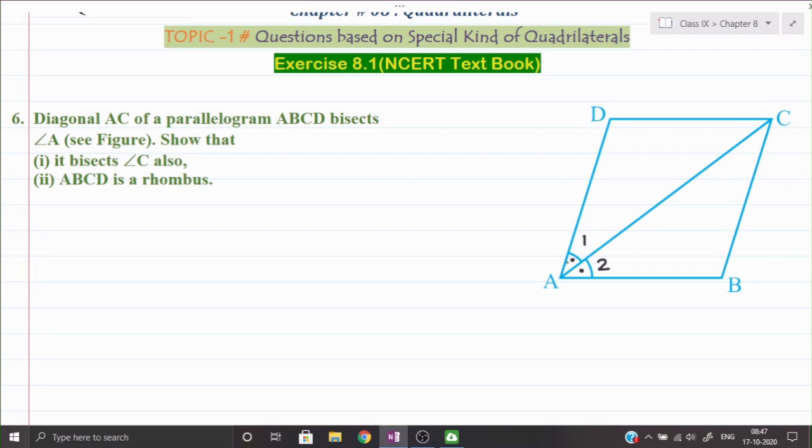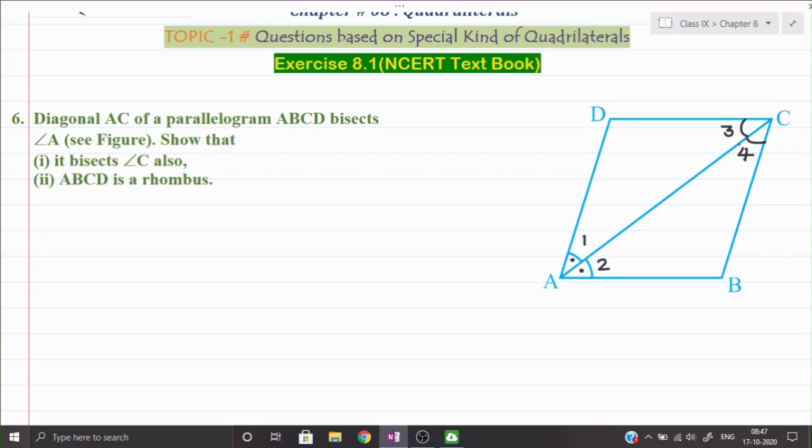So that is the one thing we have been given, that ABCD is a parallelogram. Then we have to prove that it bisects angle C also. So if I take the parts of angle C, say this is angle number 3 and this is angle number 4, I have to prove here that angle 3 and angle 4 are equal. Second thing I have to prove, ABCD is a rhombus.